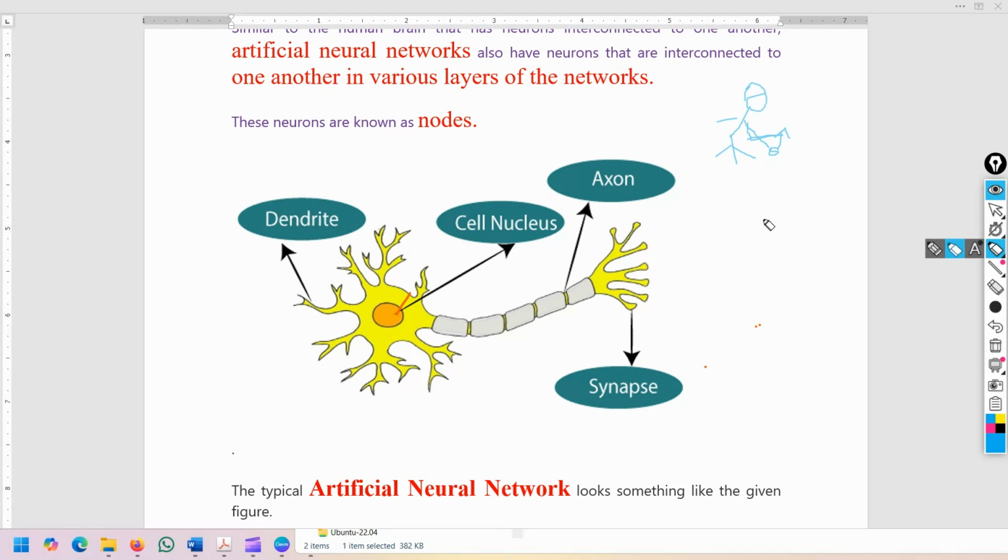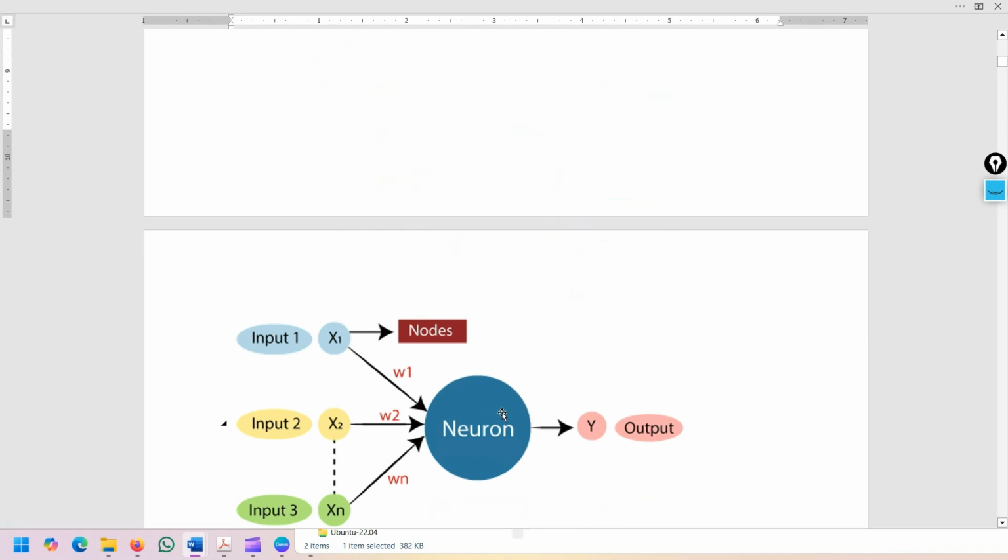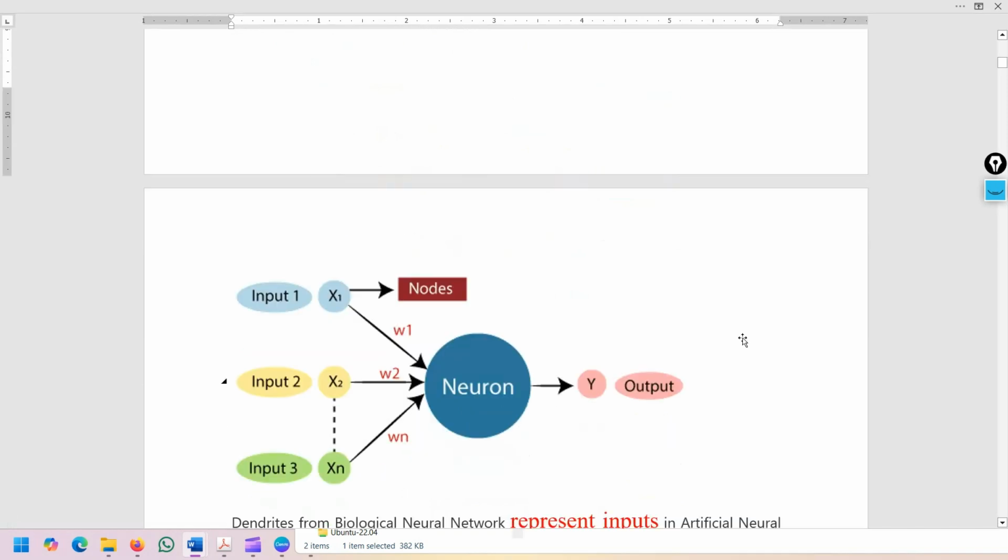From here, the typical artificial neural network is given by a similar diagram, but it is given as an ANN model. Here we have neurons and the inputs. For the inputs, we can give n number of inputs, which we call x1, x2, x3, x4. Similarly we have the weights w1, w2, up to wn. Here we call it the input vector value.